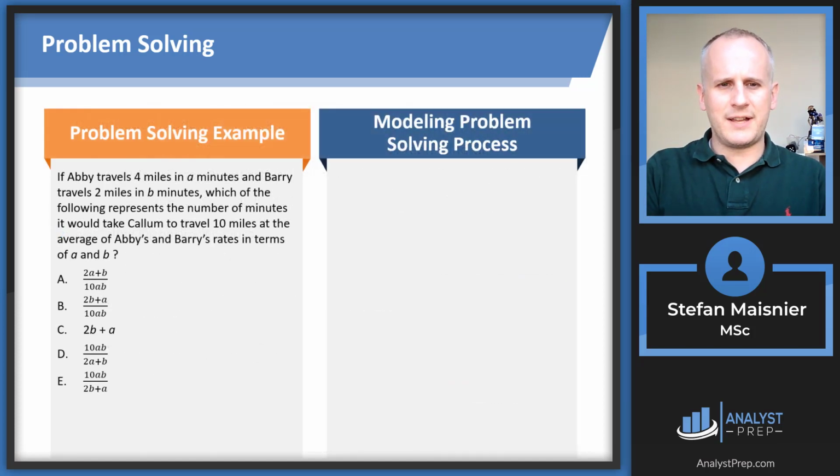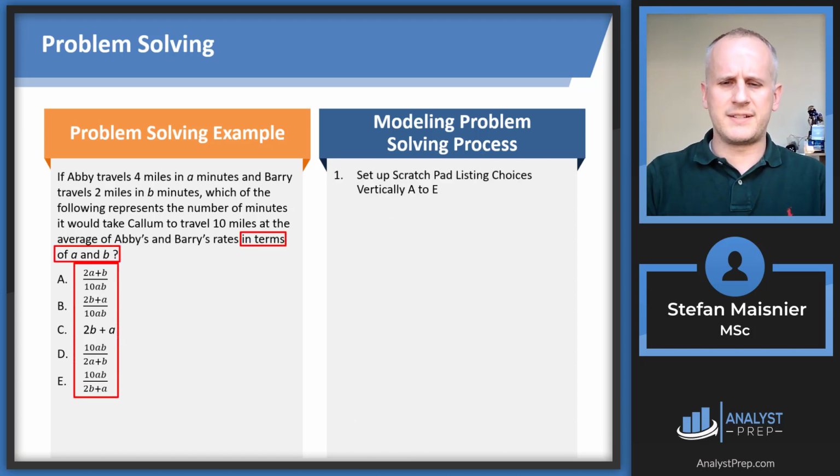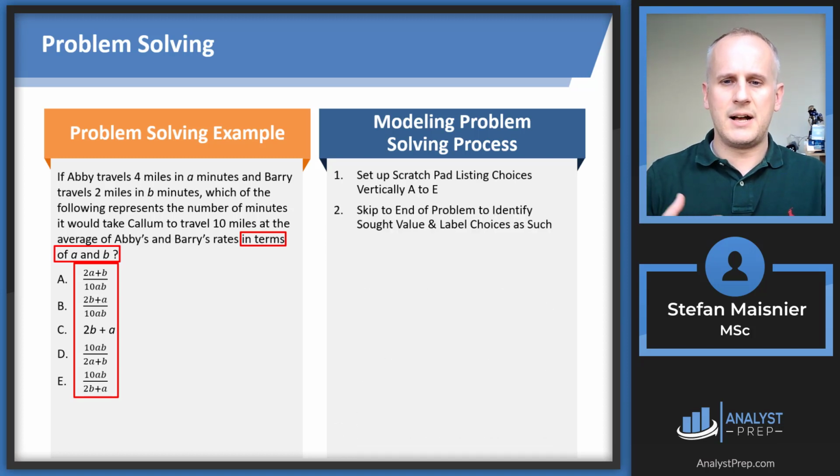So let's take a look at a problem solving example. So we've got a sample problem here. You may recognize it from one of our other lessons, and that's because there are more ways to do a problem than necessarily just one specific technical approach. So in our modeling problem solving process, you're going to set up the scratch pad listing the choices vertically from A to E, as you will every time. But in this case, you can see highlighted here a couple of the clues we just talked about. We see the phrase "in terms of," and we see variables A and B throughout the answer choices and throughout the problem itself. So that indicates a possible plugging in values opportunity.